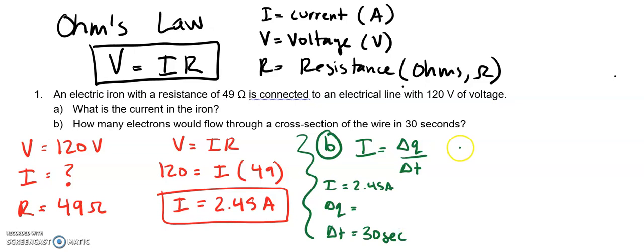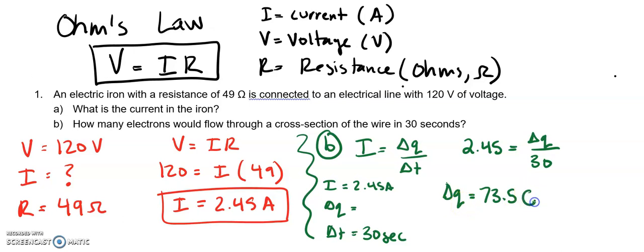Okay, so let's go ahead and put it in. So I is what? 2.45. Delta Q we don't know. And this is 30. Okay? So I'm going to go ahead and solve this. And I'm getting delta Q to be 73.5. However, let's keep in mind the units. Q is measured in coulombs. So this is going to be 73.5 coulombs.